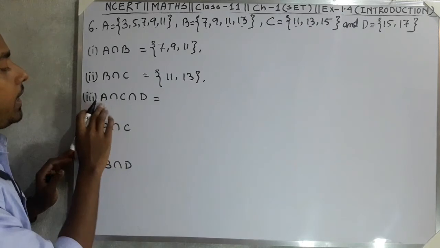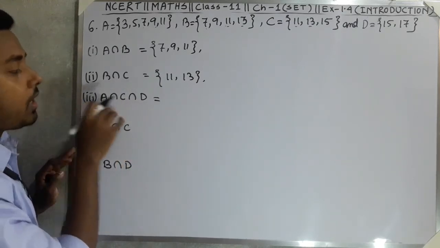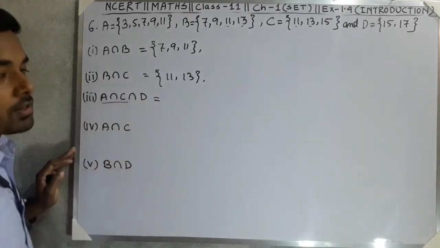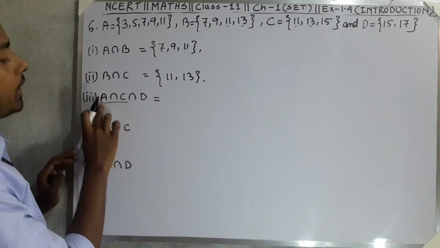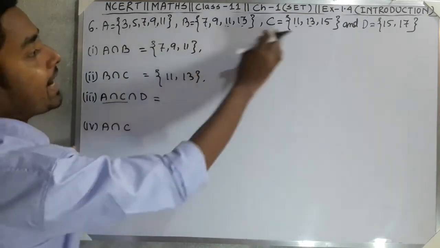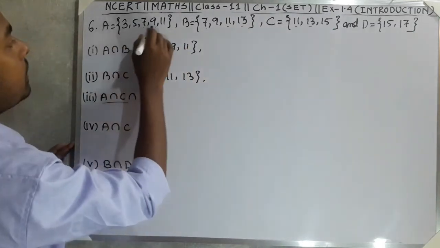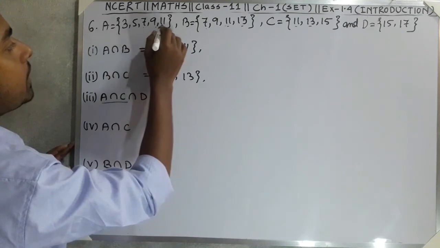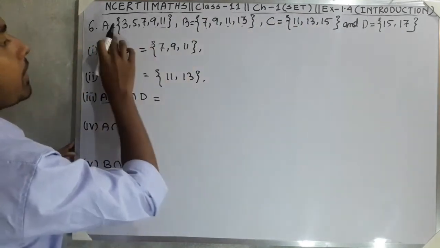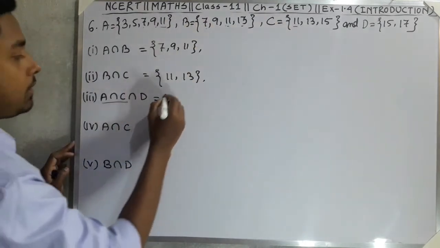Now question number 3. What do we have to do? A intersection C intersection D. You can start with the first or you can start with the last also. We are starting with the first. First of all we will find out A intersection C. So what are the common elements of A and C? Here 11, 13, 15. Here 3, 5, 9, 7, 9, 11. So you can see 11 is the only common element. From A and C we have got only a single common element, 11.